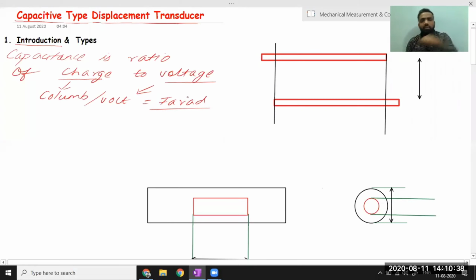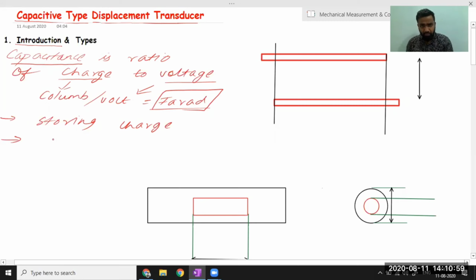So whenever we see a capacitor, we know that it is storing some charge. This charge is stored in the unit called farad, which is given by the term capacitance. Now, one more thing about capacitance which is very important to understand. Capacitance does not work only on itself. It can store charge, but only for a small time. It cannot store charge always. This is very important.